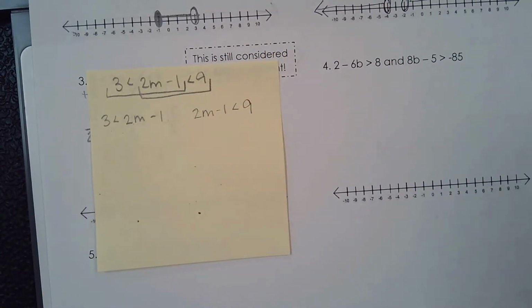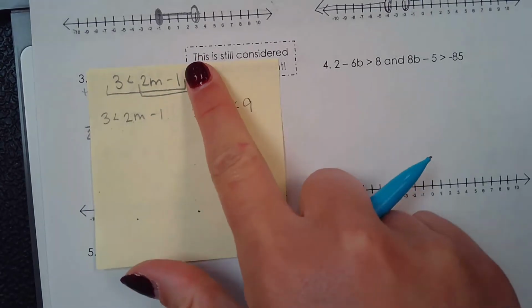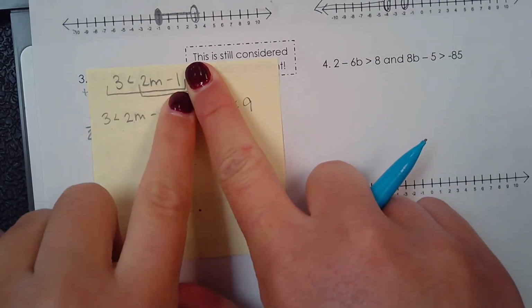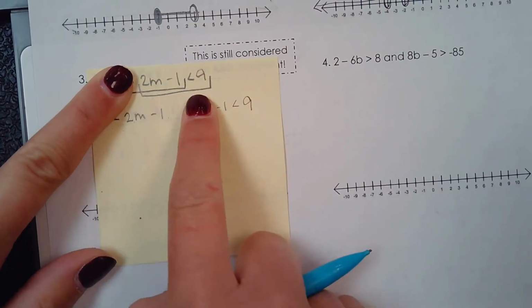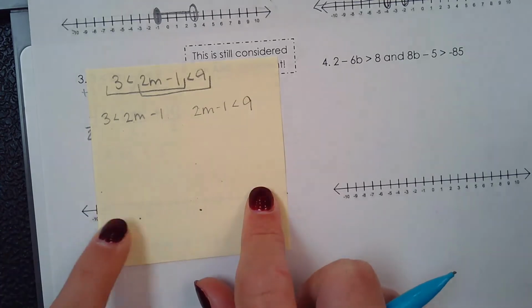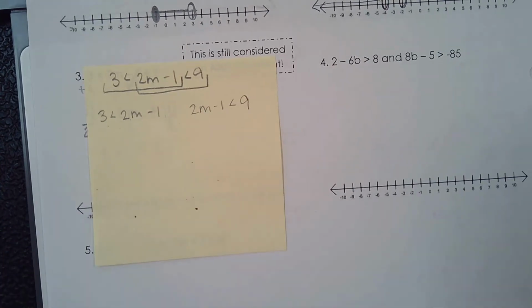Does that make any sense? So you're basically just taking the middle. You're writing this as an inequality and writing this as an inequality, and we'll solve it as two separate ones. Instead of doing it all together, you just do two separate.